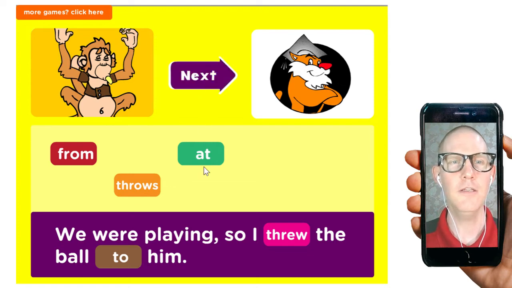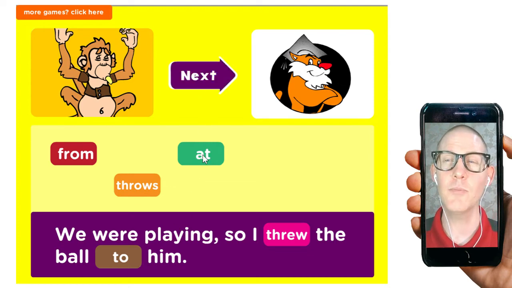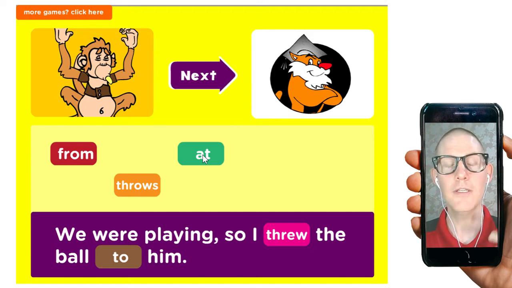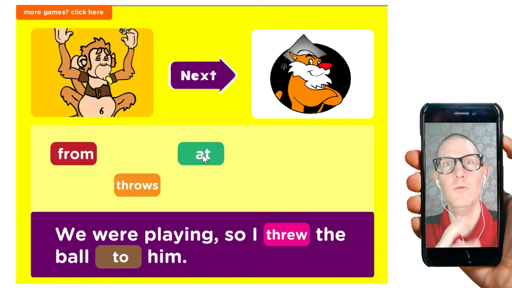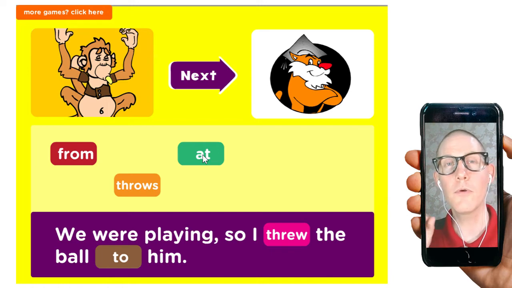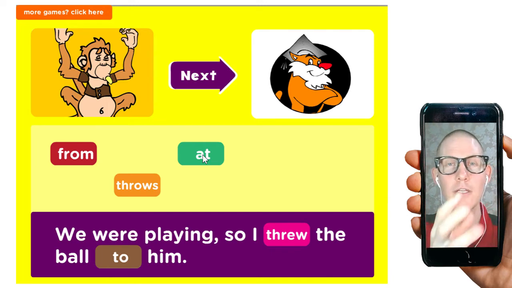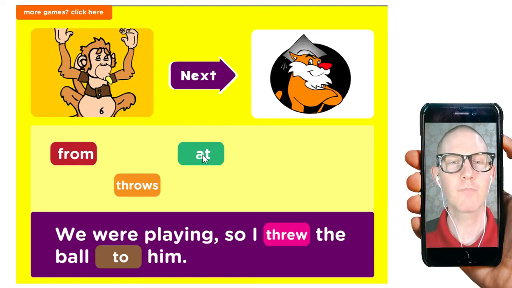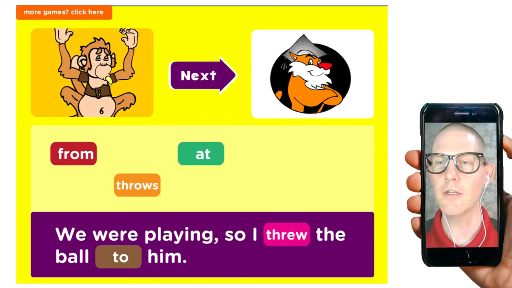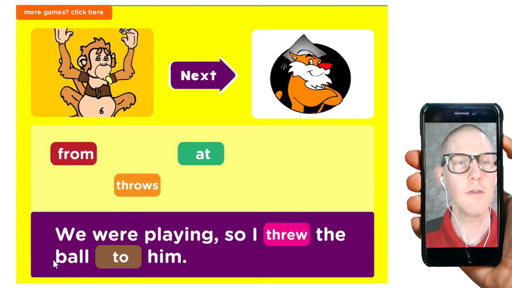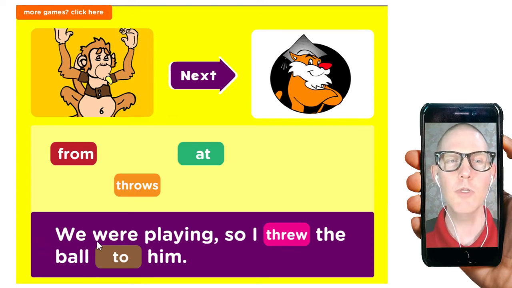Okay. So if you throw the ball at someone, the person might not know that it's coming towards them, right? You threw it at them and they're surprised. But if you throw the ball to someone, they're probably ready to catch it. And they're going to catch it, maybe throw it back to you. All right? So, Leah Huda says, threw is the past of throw. That's right. Repeat after me. We were playing, so I threw the ball to him.